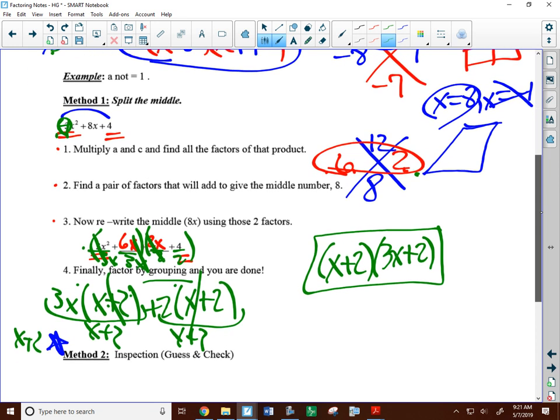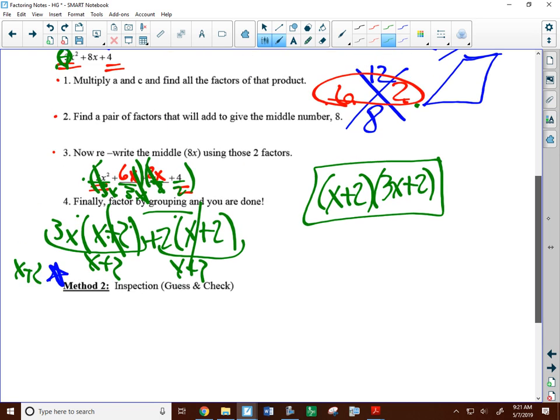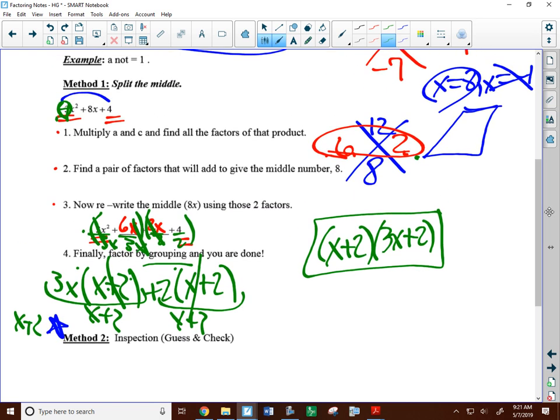For method 1, does it matter what order you put those in? You mean like the 6x here and the 2x, when you add them together? Good question. No. I could have put 2x here and 6x there. Still works.